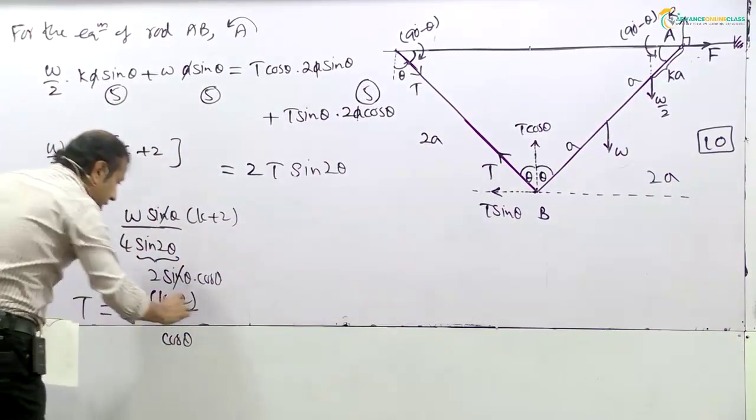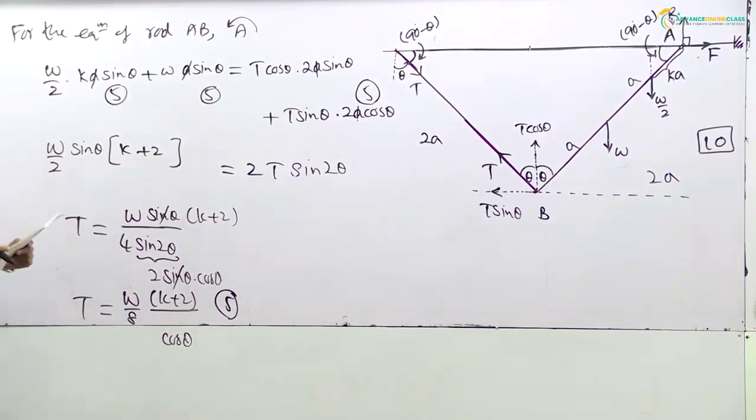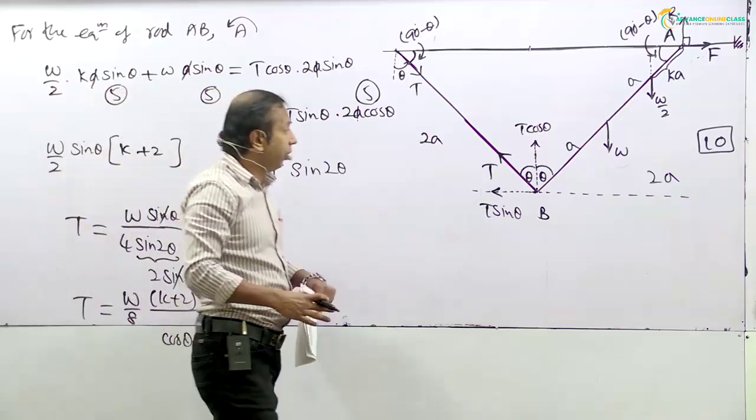Simply went up to here and get this T, another 5 marks. T we found, right? Let's ask the next one. If the frictional force and normal reaction are F and R, show that F over R. Now, I consider this way.